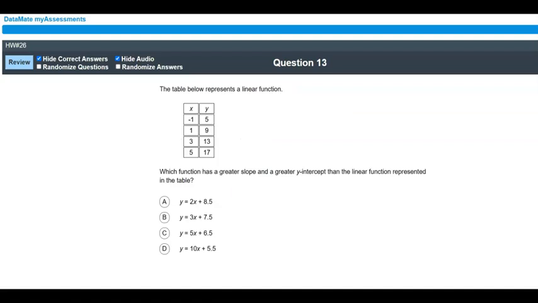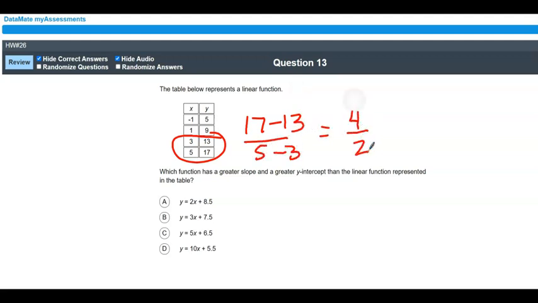Number 13 asks you which one has a greater slope and a greater y-intercept than the function listed here. So, the function listed here has a slope of 9 minus 5 over 1 minus negative 1. And you don't have to use those 2 points. You could also use these 2 points: 17 minus 13 over 5 minus 3. It's the same answer. 4 over 2, or 2. So the table has a slope of 2.